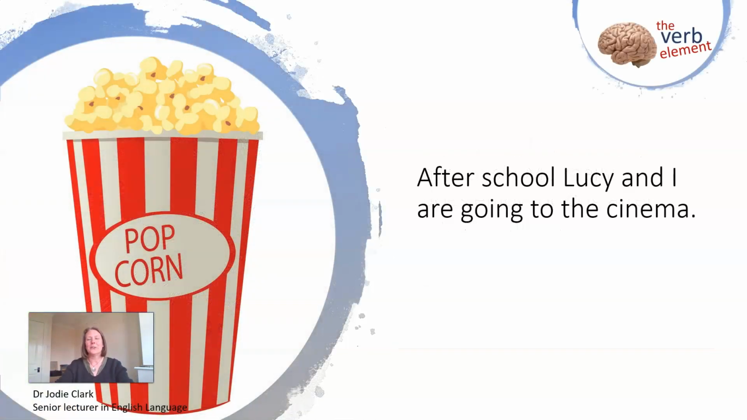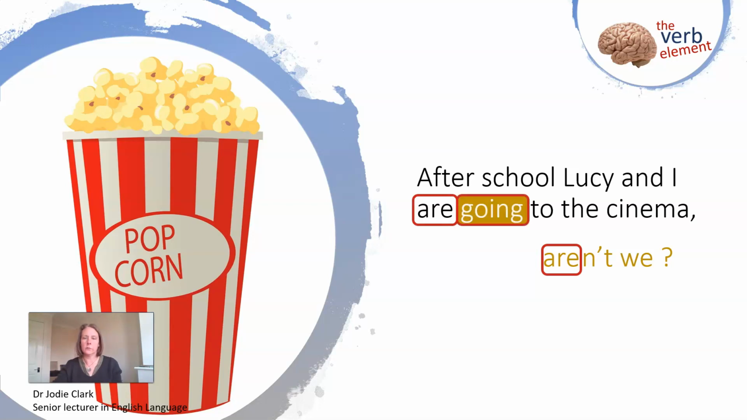After school, Lucy and I are going to the cinema. We add our question tag: After school, Lucy and I are going to the cinema, aren't we? We look for our auxiliary in the tag, which is the first word in the tag, which is are. We look for the same auxiliary in the sentence. There it is. We look to the word to the right of the auxiliary, which is going.